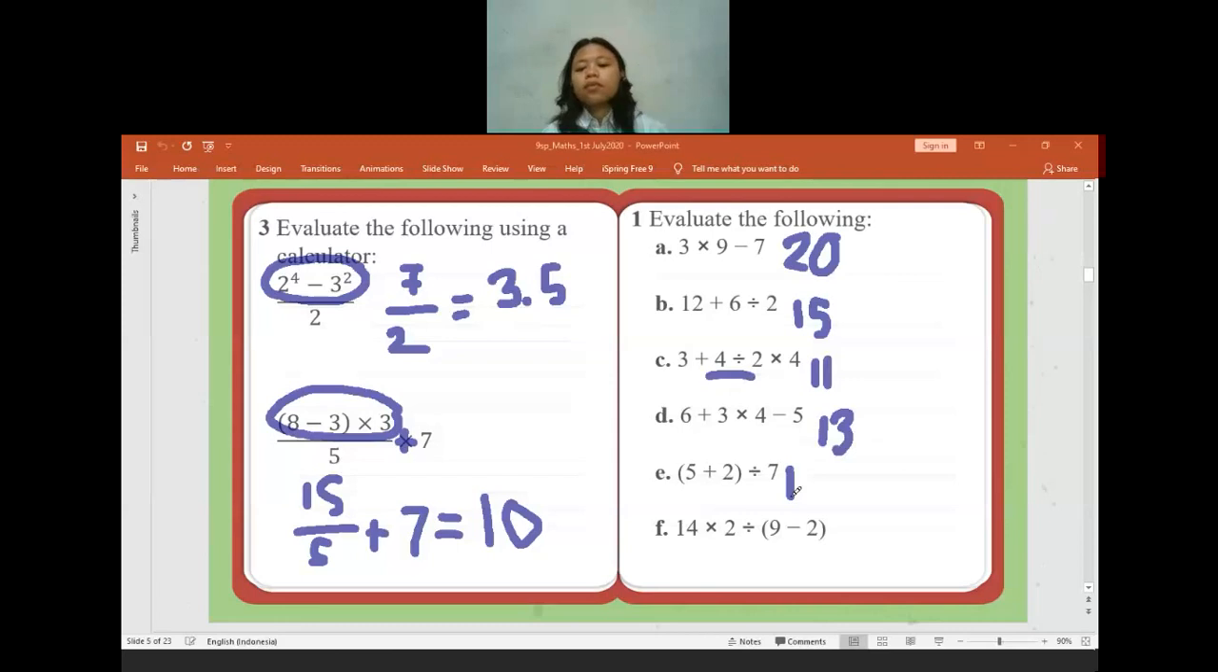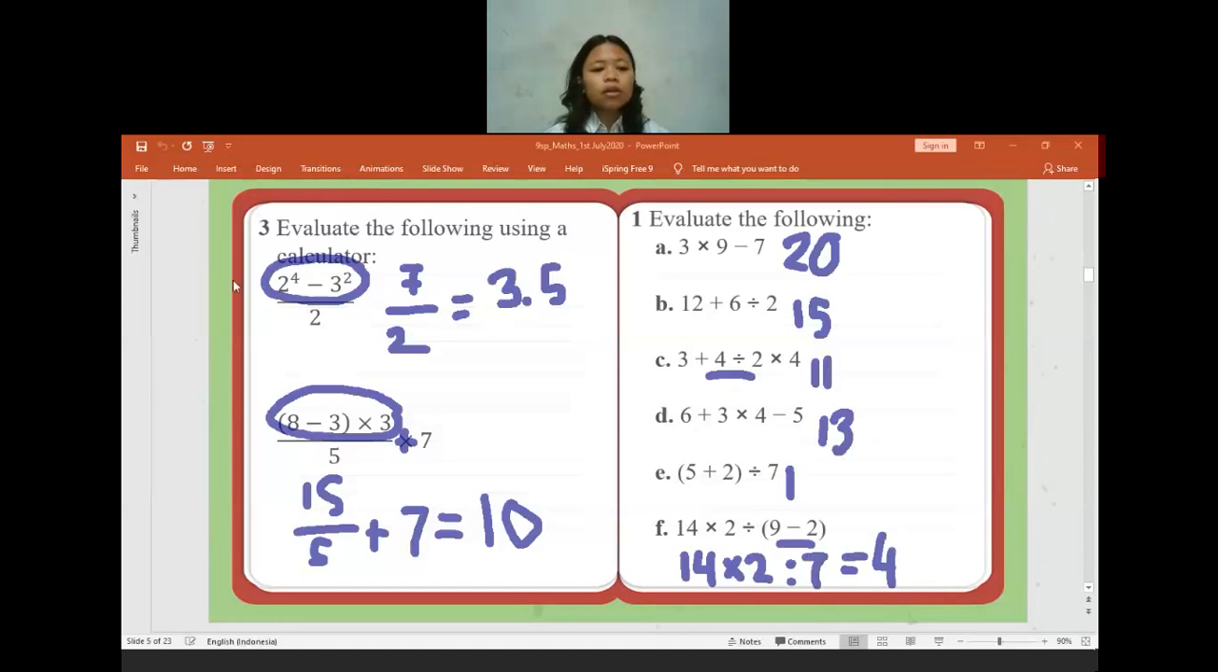3. We do from the bracket first. So it will be 14 times 2 and then we divide it by how many? Divided by 7. If we have this kind of question, we do from the very front. So we do multiplication, after that we do division. How many will it be? 4. Okay, is there anyone who is confused?